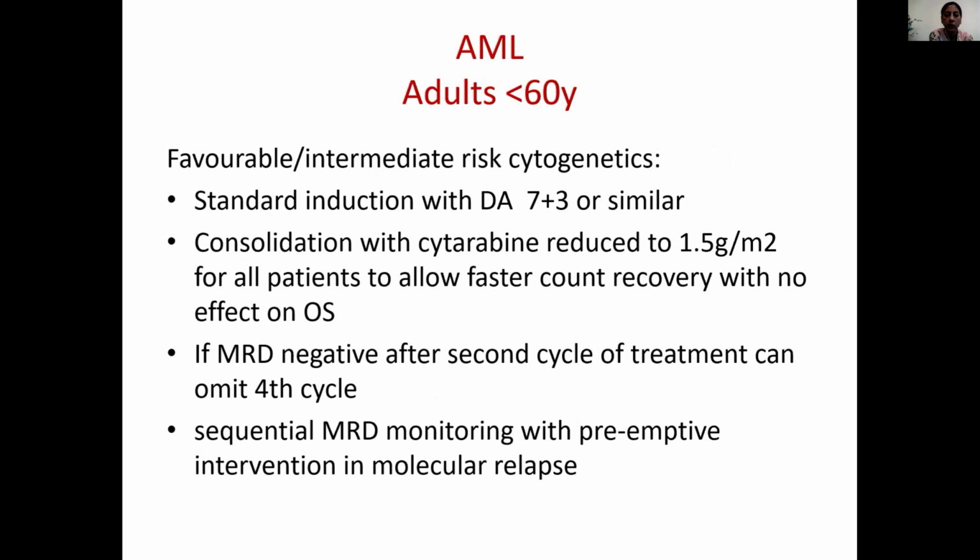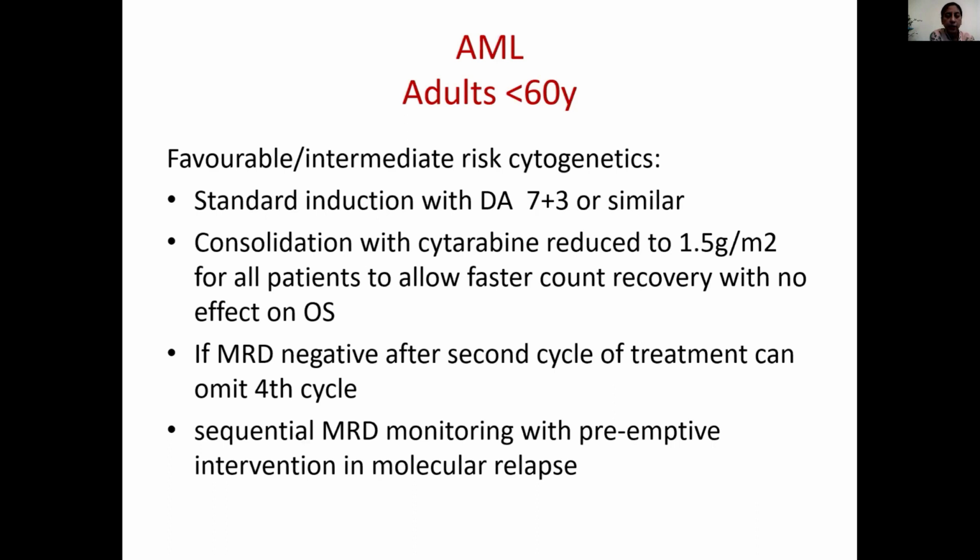For adults, young adults less than 60 years of age with favorable or even intermediate risk cytogenetics, these patients should be given standard induction with D3A7 or a similar regimen. However, if they go into remission, then consolidation can be reduced, and this would reduce cytarabine exposure. You can give the intermediate dose at 1.5 gram per meter square to all patients. This would allow a quicker recovery of the blood counts. And we have seen in previous studies that there is no statistical effect on the overall survival between the high dose and the intermediate dose.